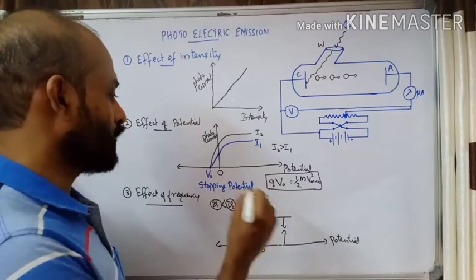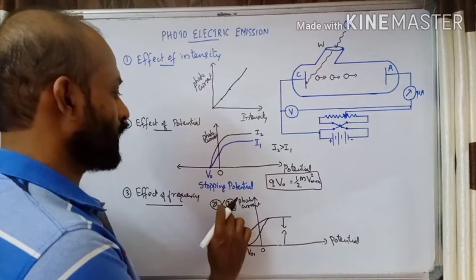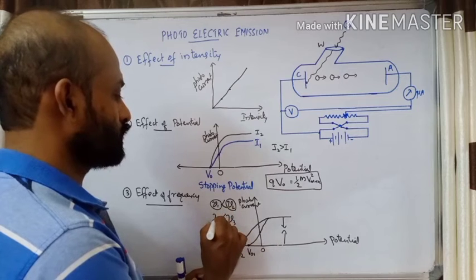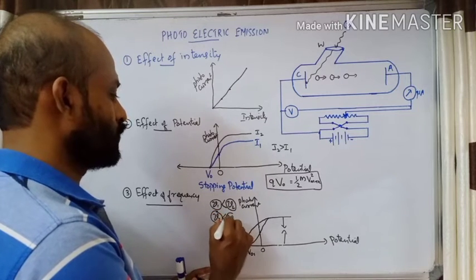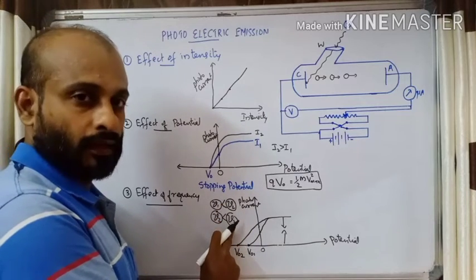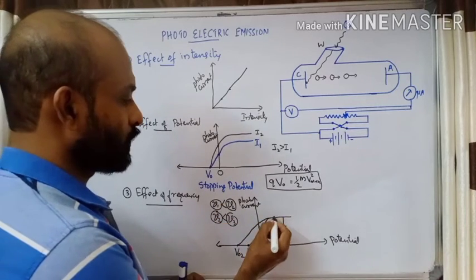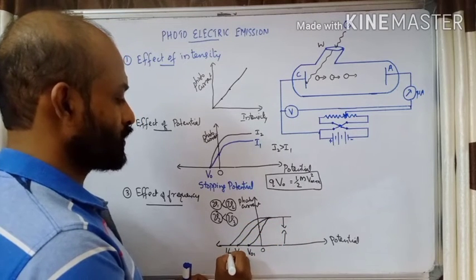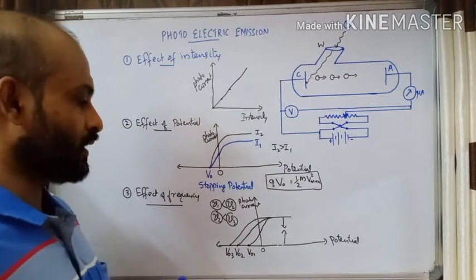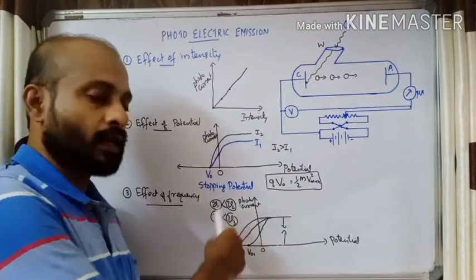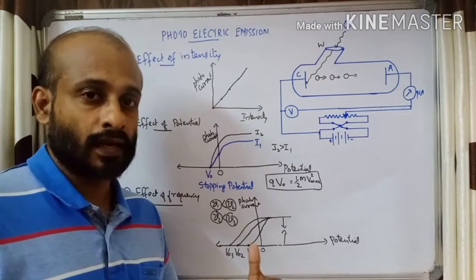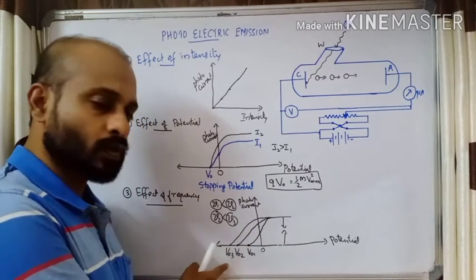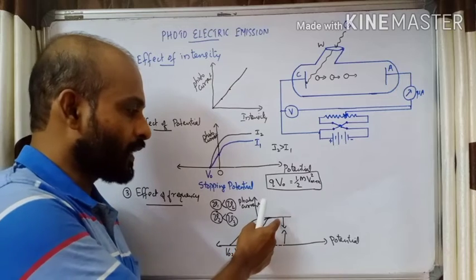Let us do one more experiment. We will increase the frequency again, using another frequency nu 3. Nu 3 is greater than nu 2, and nu 2 is greater than nu 1. Again we observe a similar graph, but we have another stopping potential which is much more compared to this. The stopping potential increases as the energy of the incident light increases. Same intensity, but when you increase the energy of incident light, the stopping potential also increases.